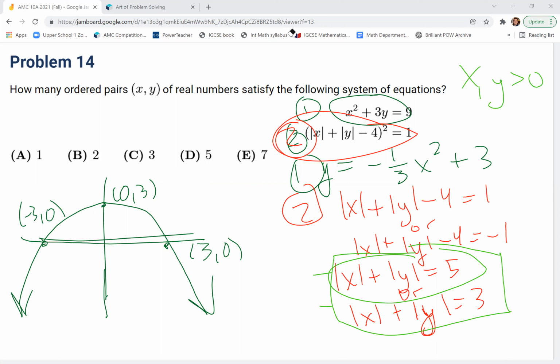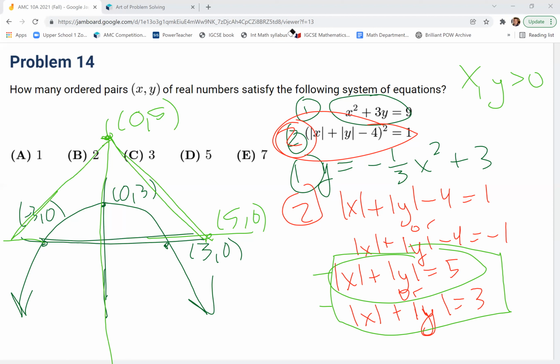0, 5, right? But then it's also going to go through 5, 0. Now, what happens when x is negative but y is positive? Well, when x is negative and y is positive, you have -x plus y is 5, or y equals x plus 5. So y equals x plus 5 in the second quadrant is going to look like this, because again, it's going to go through 0, 5, and it's going to have a slope of 1.